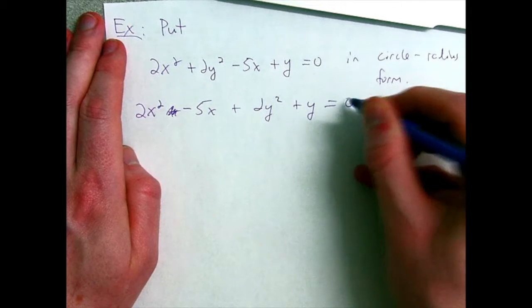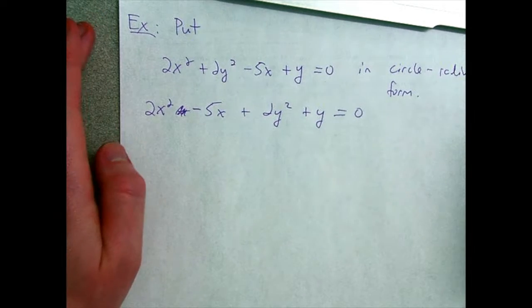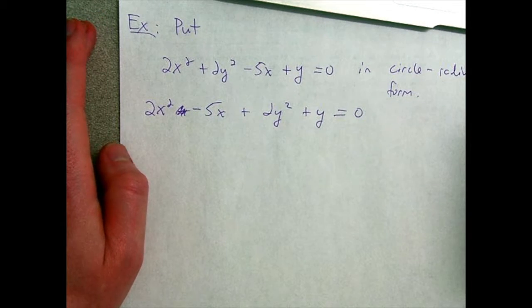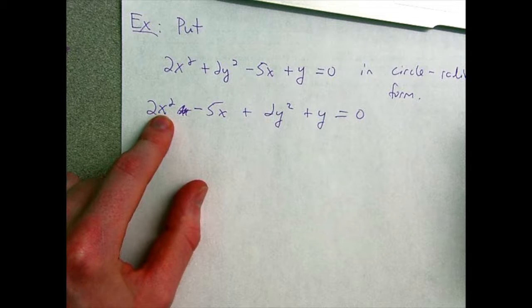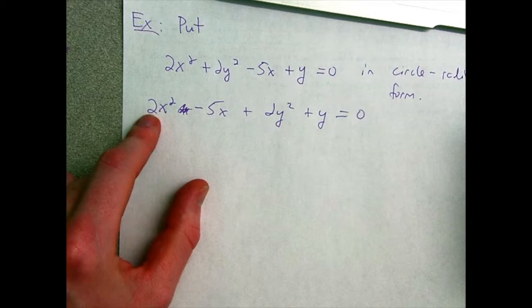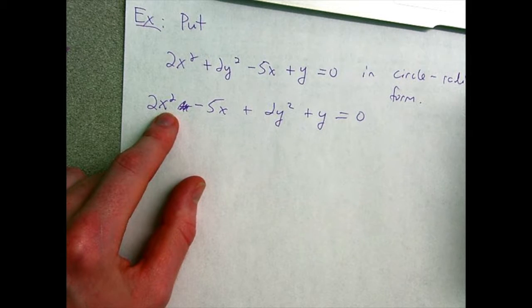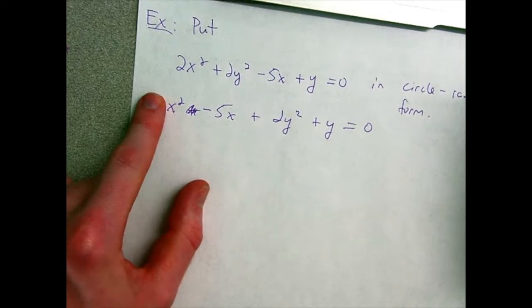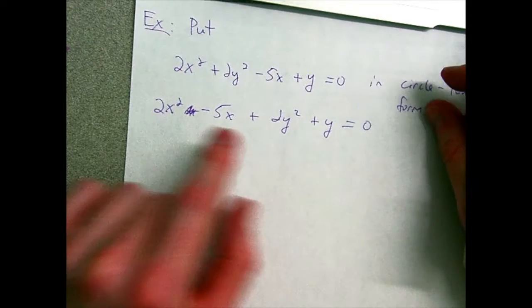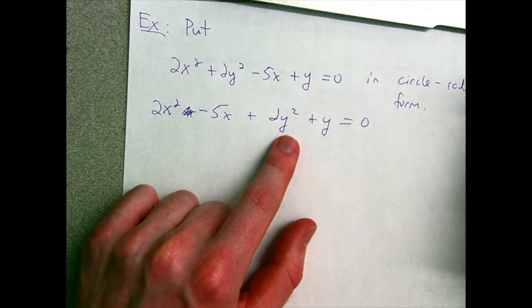This one's going to turn out to be a lot more annoying, though, for various reasons. For one thing, all right, I guess I'll start in the same way as last time. Put all the x terms next to each other, put all the y terms next to each other. So, 2x squared minus 5x, and then plus 2y squared, and then plus y equals 0.